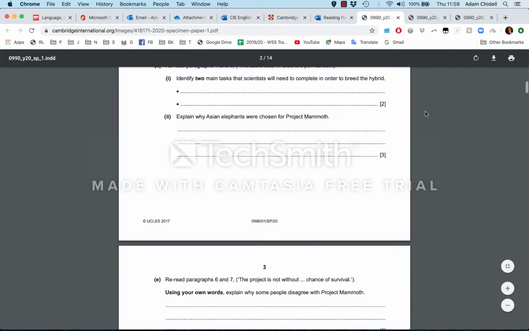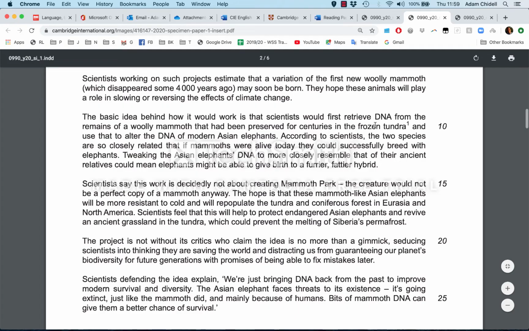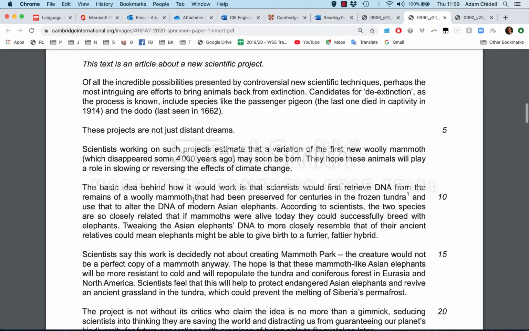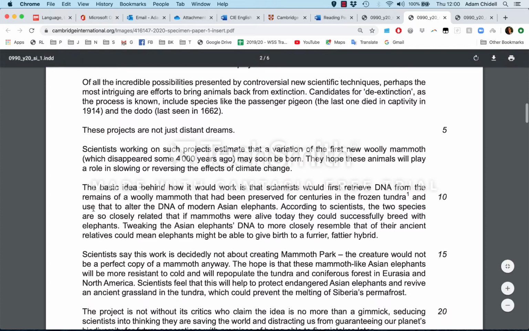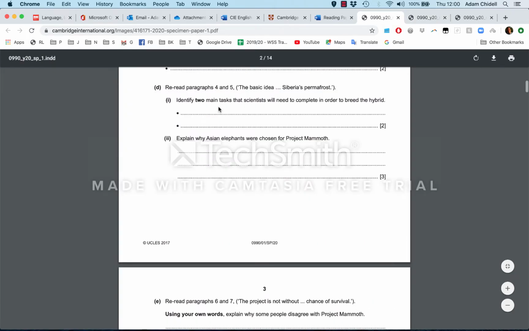So let's have a look at paragraphs 4 and 5, and here we go. It says the basic idea behind how it works is that scientists would first retrieve DNA from the remains of a woolly mammoth that had been preserved for centuries in the frozen tundra and use that to alter the DNA of modern Asian elephants. So already we have the two main tasks that the scientists need to do. They would need to retrieve DNA from the remains of a woolly mammoth and use that to alter the DNA of modern Asian elephants. We put one of those in here, one of those in there, and you have your 2 marks.